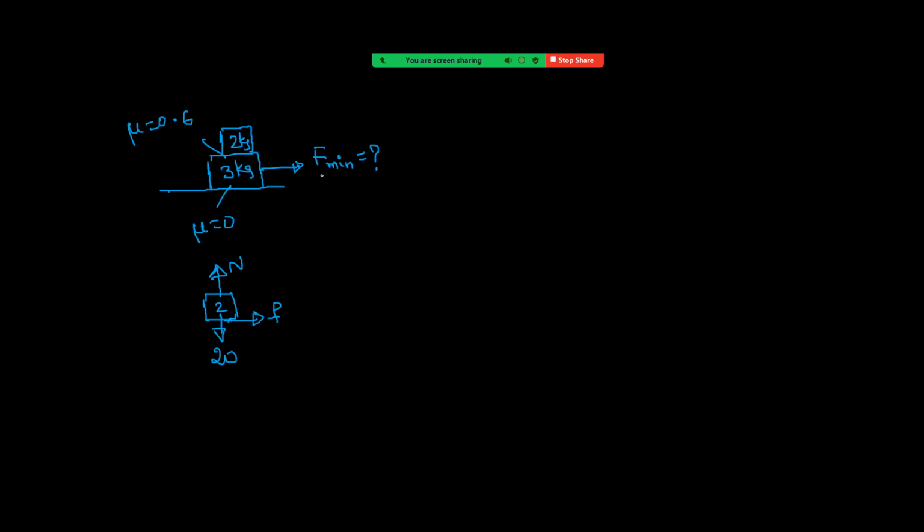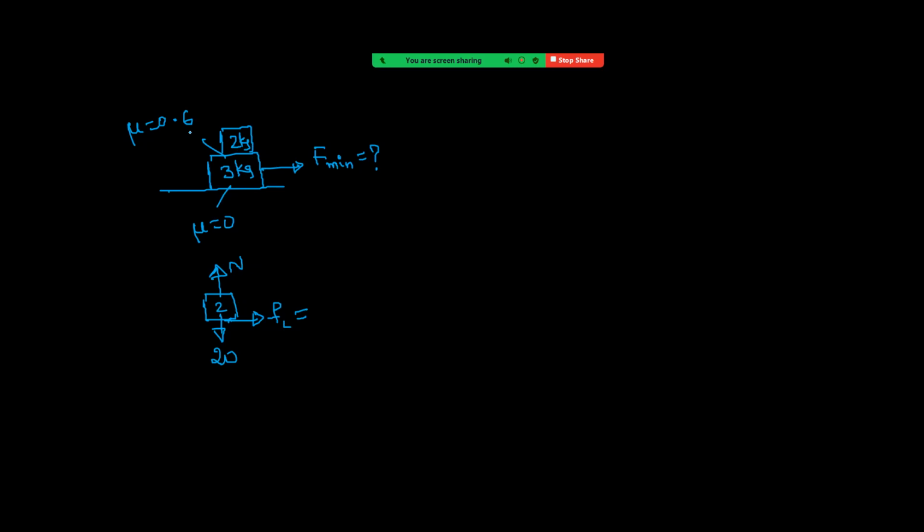See the condition: it asks the minimum force to have slipping between the blocks. That means to have slipping, their velocities must be different. If both blocks have the same velocity, there is no slipping, right? And both are starting from rest. So when force is minimum, the 2 kg block is about to slip. About to slip means friction is at limiting value. So I am taking friction as limiting value. Why? Because it is about to slip, not slipping.